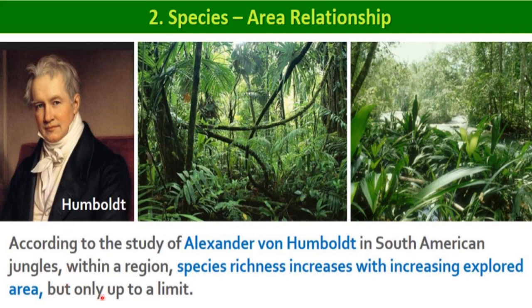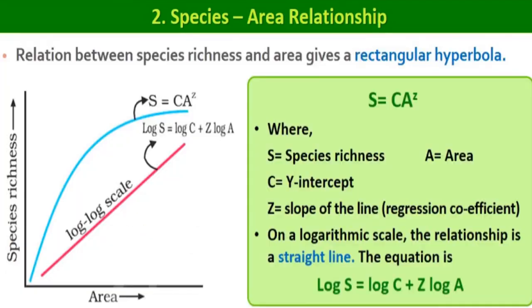But only up to a limit. After that limit, if we increase the explored area, there will be no increase in species richness, and this species area relationship is applicable everywhere. So this is the species area relationship given by Alexander von Humboldt. This graph is showing the species area relationship, and this curve is also called the Humboldt curve because it was given by Alexander von Humboldt. Now you see this graph.